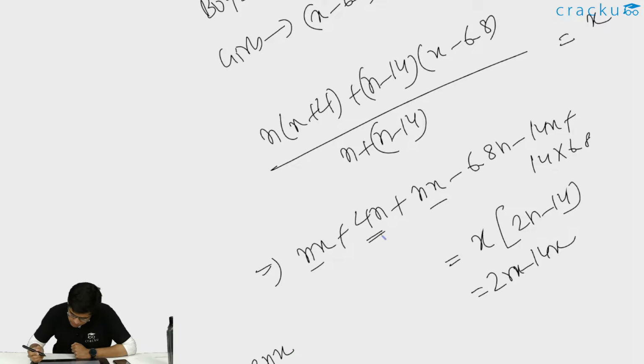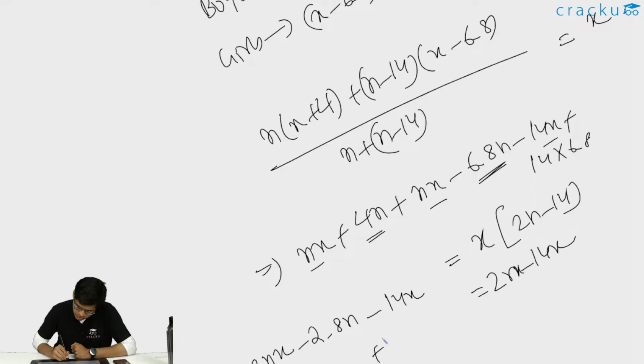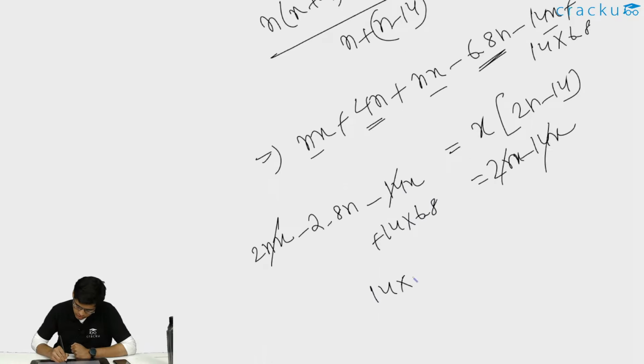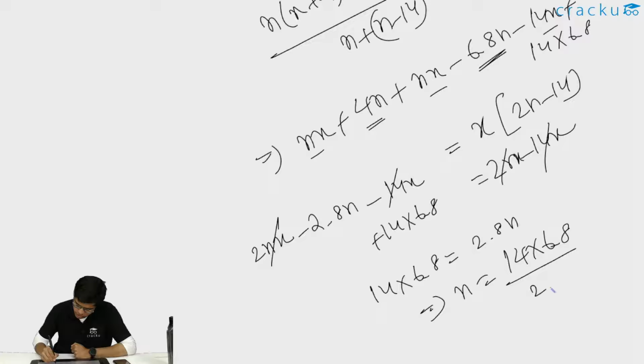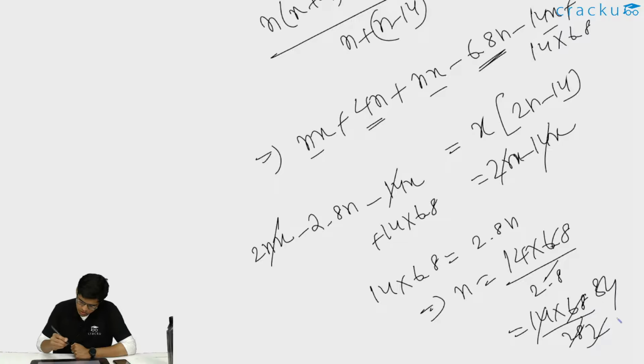4n, and we are having minus 6.8n, so it is minus 2.8n, and we are having minus 14x plus 14 into 6.8. 2nx minus 14x we can cancel. So what we are getting is that 14 into 6.8 equals 2.8n. N equals 14 into 6.8 divided by 2.8. 14 into 68 divided by 28. So n equals 34.